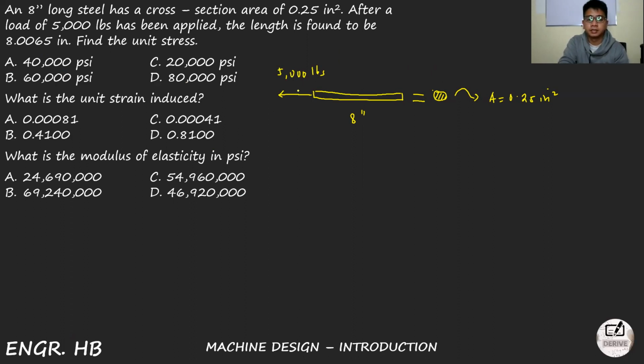Ibig sabihin tumaas. No? So kunyari ito yung naging extension. So kung ito is 8 inches, so this will become 8.0065. Kasi in-applyan ng 5,000 pounds. Sabi, find the unit stress. So since guys, this is a tension, or axial stress, we all know that ST or tensile stress is just simply as force over area.